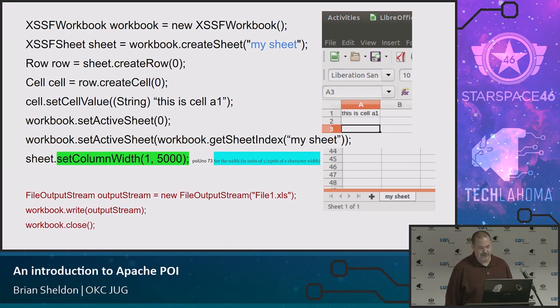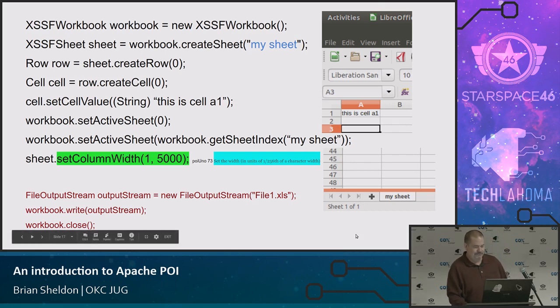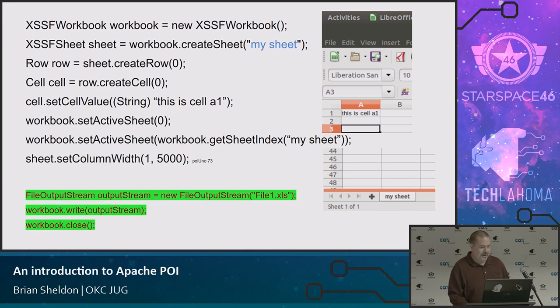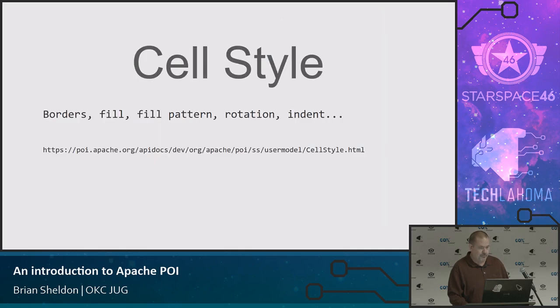I just found that 256 number in the last few days, so I really don't know. So yeah, if that's important, you'll want to find out how to deal with all that, or stay with the same fonts. And then basically it's just a file, so this is how I wrote it out. Okay, so cells can have styles: borders, fill patterns, rotations, indents, fonts, lots of things like that.